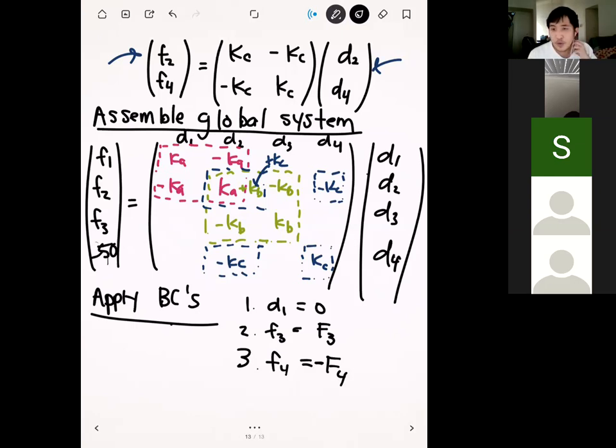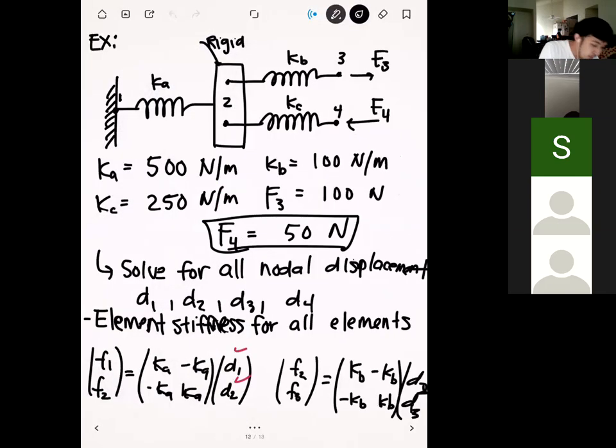Can you explain why D1 is equal to 0? Yeah, definitely. So D1 right here represents the displacement of node 1, okay? So if we go back to our diagram right here, node 1 is attached to this wall right here. And since node 1 is fixed to that wall, then we know that D1 is going to be 0 because there's no way for that node to move, because it's basically bolted to that wall.